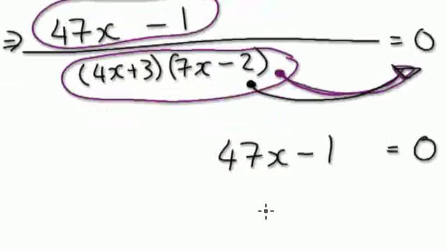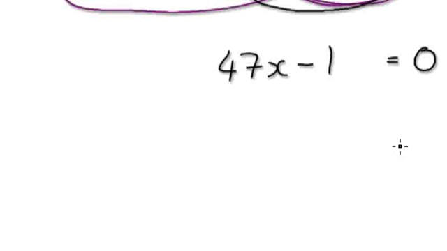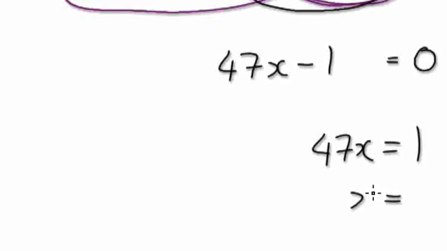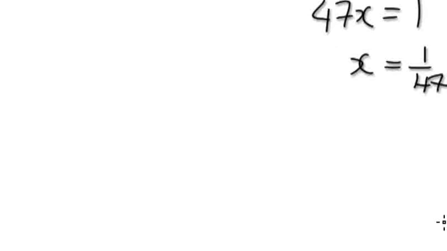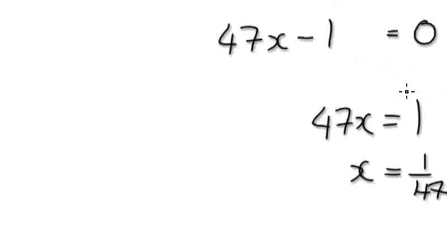Okay, so you've got this now, and now add 1 to both sides, so you have this, and now divide both sides by 47. You will have this. Okay, so yeah, so x equals 1 over 47.